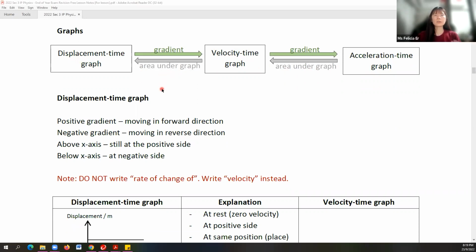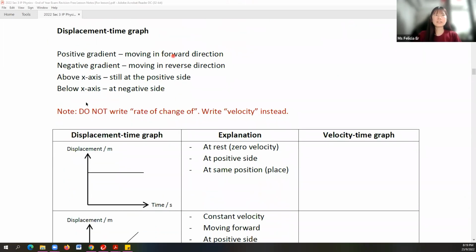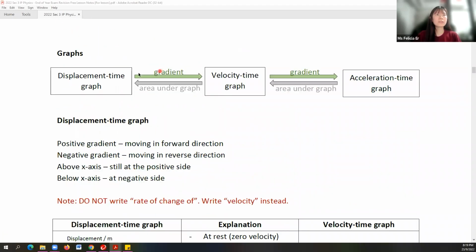Okay, so now I'm going to teach you how to interpret the different graphs. This is the main legend. As long as you follow this legend, you should know how to do all of them. Let's take a look at the first one. First, you have to check the gradient, because in a displacement time graph, the gradient tells you the velocity.